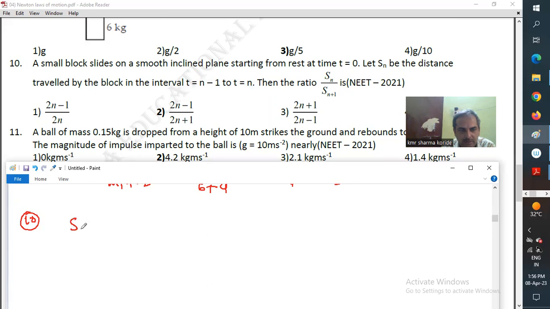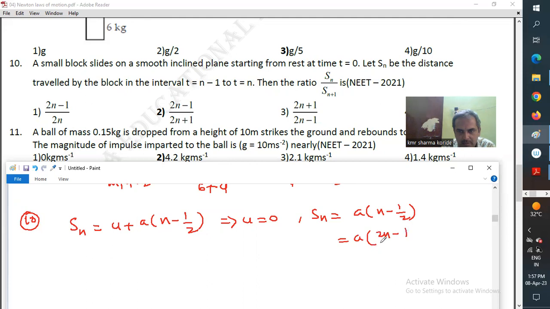So the distance covered in a particular second, this you have learned: a of n minus half. The question mentions starting from rest, which means u is 0. So you'll get Sn is equal to a of n minus half. If you simplify further, this is a times 2n minus 1 whole divided by 2. This is Sn. But the question is Sn plus 1, so in place of n, you substitute n plus 1. So a of n plus 1 minus 1 by 2. If you simplify this, this is 2n plus 2 minus 1 whole divided by 2.